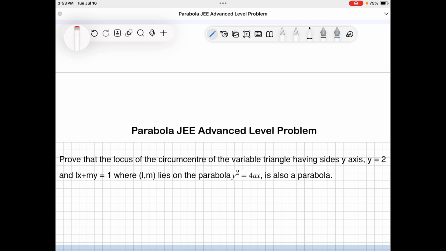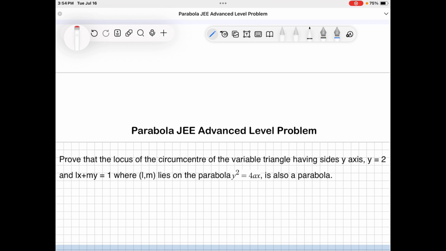This is a locus-based problem, and the level of this problem is similar to a JEE Advanced level problem. First, pause the video and read the question, then we're going to move in. We have to prove that the locus of the circumcenter of a variable triangle having a side along the y-axis, y equals 2, and a given line, where the point is also given and lies on this parabola, is also a parabola. So we have to prove that this locus is also a parabola.